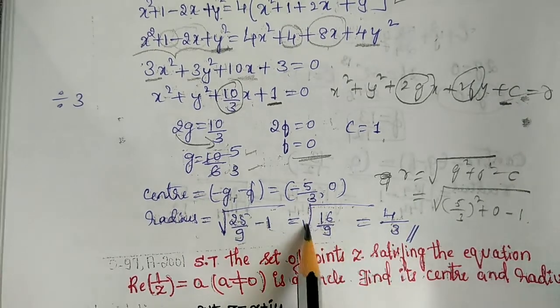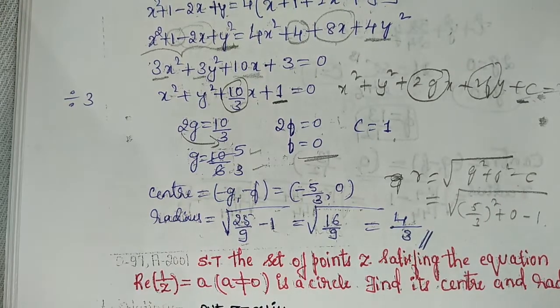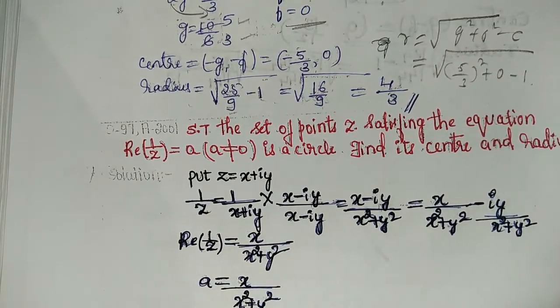The square root of 16 is 4. The square root of 9 is 3. So the radius is 4 by 3. Is it clear? So next type of problem, which is similar to the previous one but somewhat different.